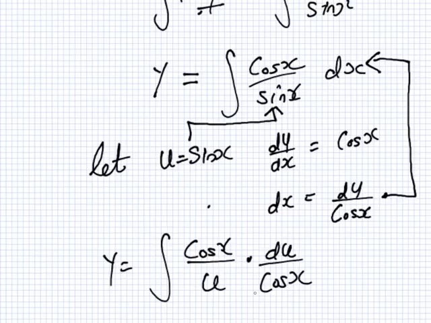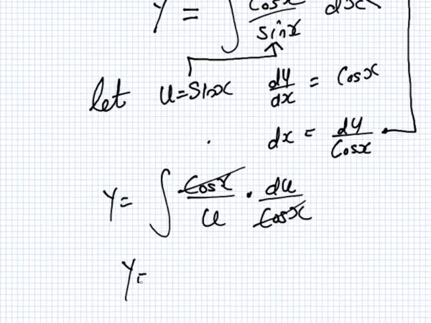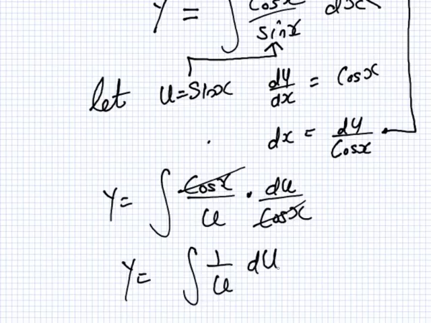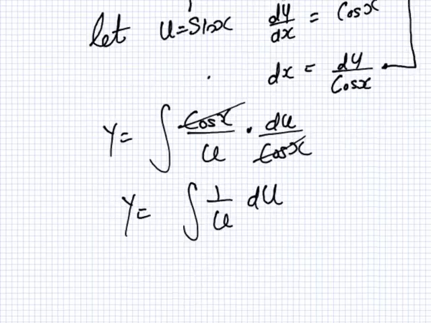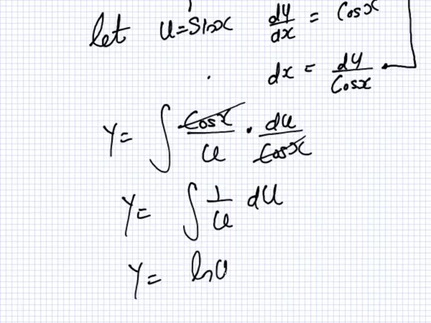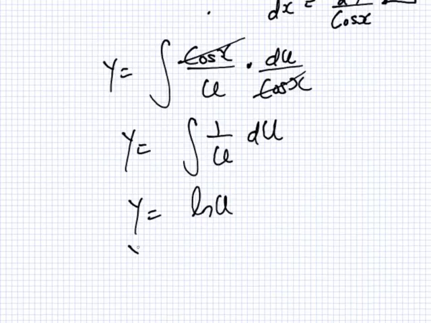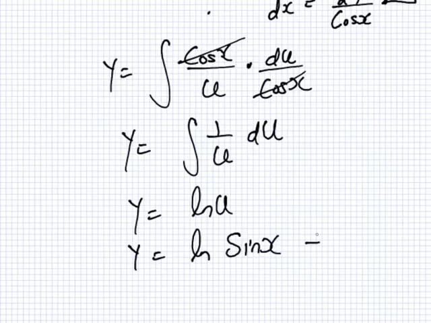Cancel cos x. So now you have y equals the integral of 1 over u du. So what is the integration of 1 over u? log u. y equals log u. But what's u? What did we say u was? It was sin x. So y equals log sin x plus c.